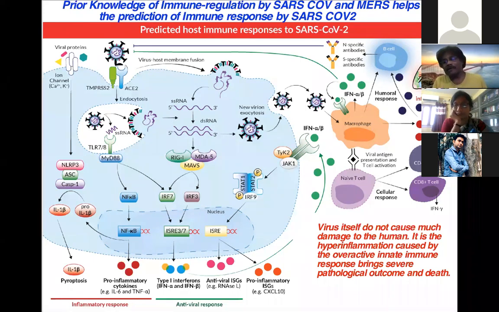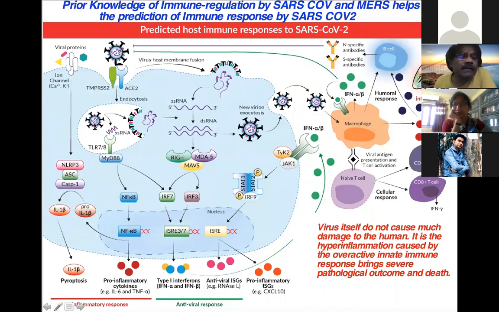You have to understand that the virus itself does not cause much damage. The virus is not killing us. But who is killing us? It is our own cells, how our own cells behave in response to the virus. Sometimes that response goes ballistic and causes hyperinflammation. That overactive innate immune response is the cause of death, not the virus itself.